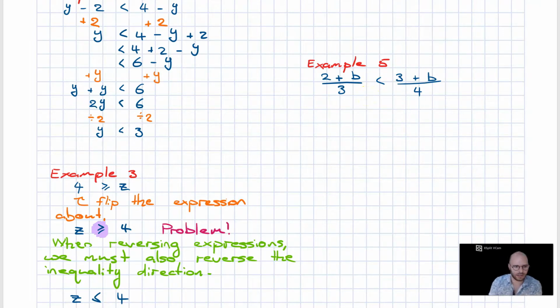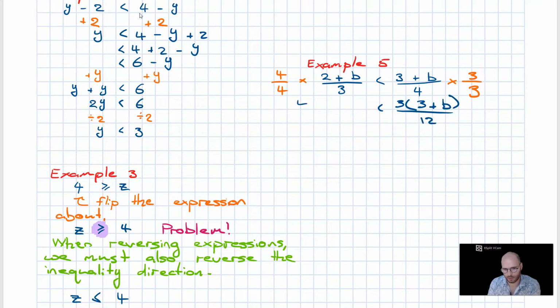Thinking about how we can deal with this, what we'll do is get rid of the fractions by having a common denominator and then multiplying both sides of the inequality by the denominator. To make a common denominator, we'll go 3 times 4, so we'll go 3 over 3 over here, and then 4 over 4 over here. That's going to look like 3 plus b all over 12, and then we're going to get 2 plus b over 12. Now I'm going to multiply both sides by 12 because I really don't like working with fractions.